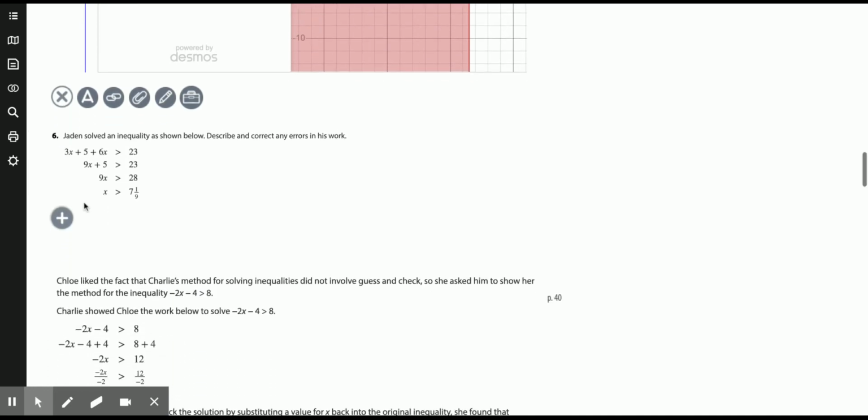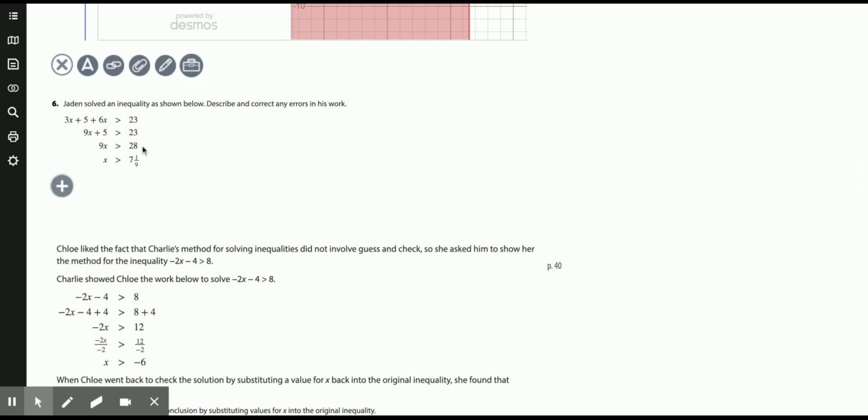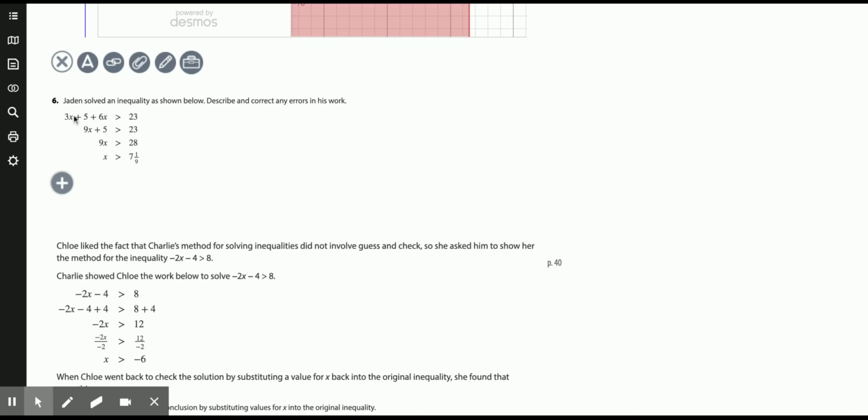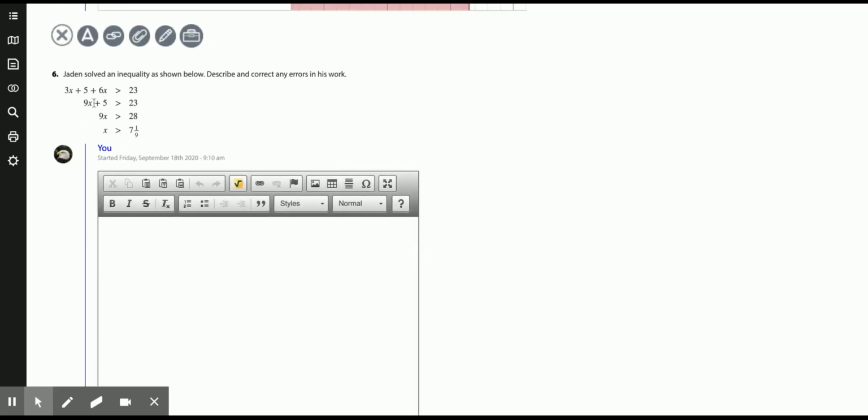All right, Jaden solved an inequality as shown below. Describe and correct any errors in his work for number 6. Well, let's look at it. 3x plus 5 plus 6x is greater than 23. Okay, 9x plus 5. So let's see what he did. He said 3x plus 6x is 9x. That's fine. Good so far. He then needed to move his 5 over here, and that is where he went wrong. He got rid of this 5 by subtracting it, but he added it over here. He just moved it across. He didn't actually subtract 5 from both sides. So that is where he went wrong.